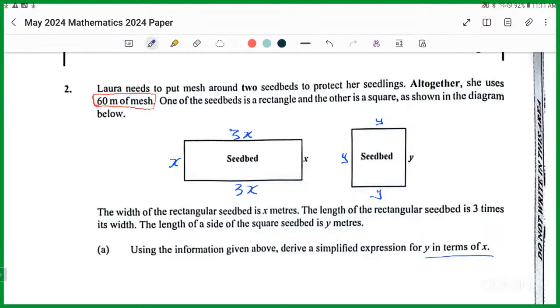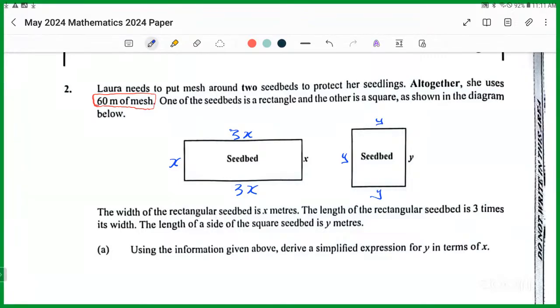Now, when they say y in terms of x, you're getting a formula that is connecting y and x, but you want the y to be the subject. That's what they mean by y in terms of x. y must be the subject of it, and then it's equal to an expression with x in it.